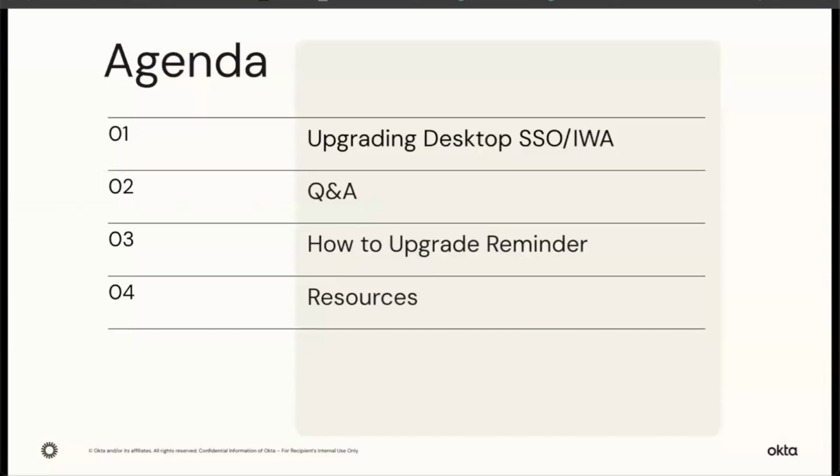Now that I know what I'm doing, the agenda is pretty straightforward. We're going to be looking at Desktop SSO and IWA first. Brent will explain why this blocker might happen and what the possible remediation or mitigation is. We'll also open the floor for any of your Q&A. This is really the main part of the meetup. We want to discuss this topic.